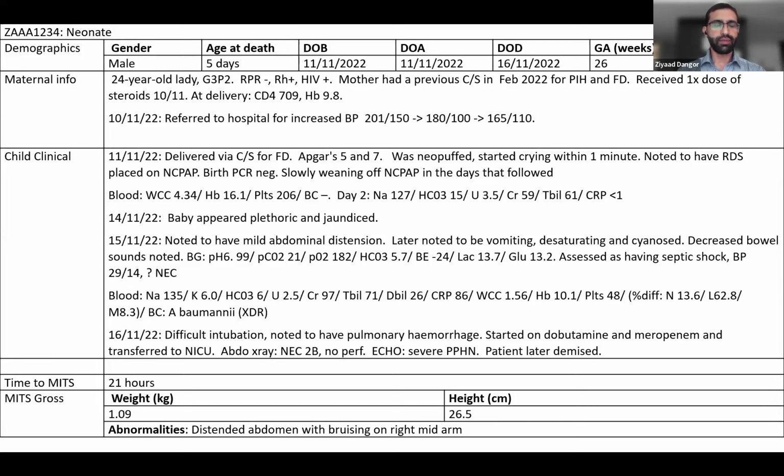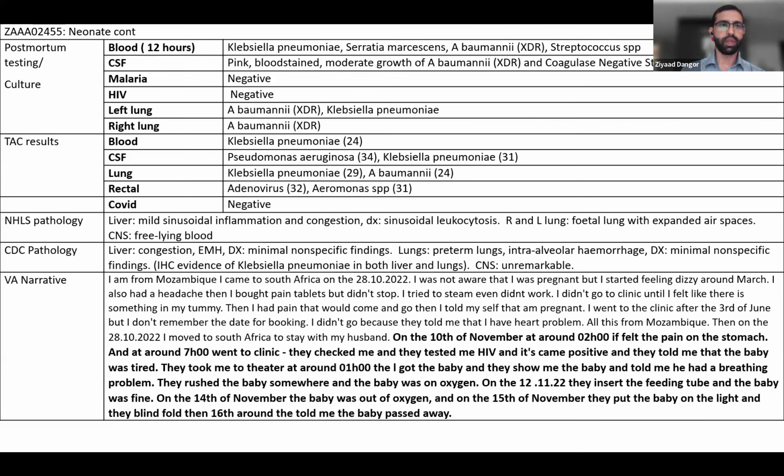The MITS was done 21 hours after the death, and they found the weight was 1 kilogram, with a distended abdomen and some bruising on the right arm. Post-mortem testing was done. The blood culture grew Klebsiella pneumoniae, Serratia, A. baumannii, and strep species. The CSF grew a moderate growth of A. baumannii and CNS. Malaria was negative, HIV was negative.